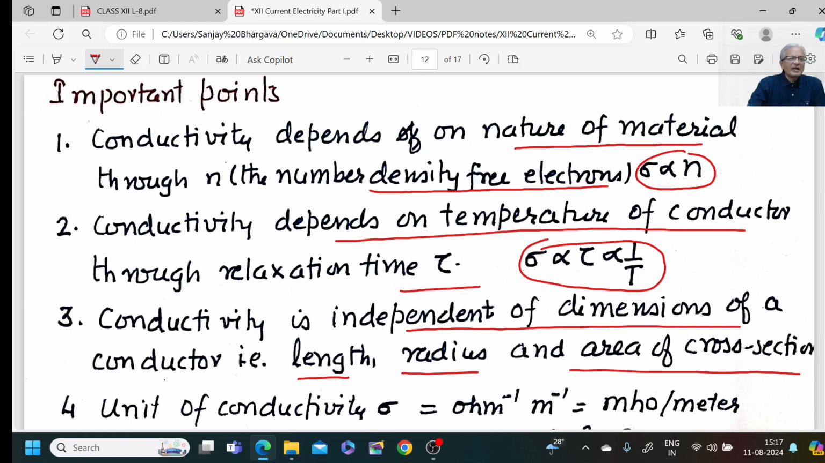We have questions many times, if the length of the conductor is doubled, then what happens to conductivity? It would remain unchanged. If the radius of the conductor is doubled, then what happens? No change in conductivity will take place.